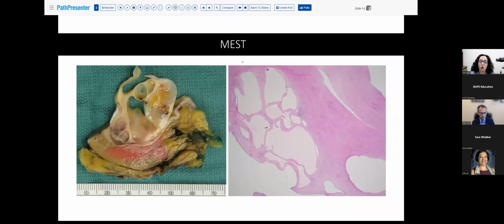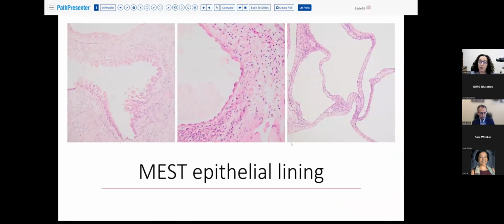Mixed epithelial and stromal tumors, like the name implies, have a cystic epithelial component as well as solid components that correspond with the solid areas of stromal growth. And the cysts of MEST can be variable in size and shape. The epithelium of the mixed epithelial and stromal tumors can be flat, cuboidal, or also hobnailing, similar to AMLEC.